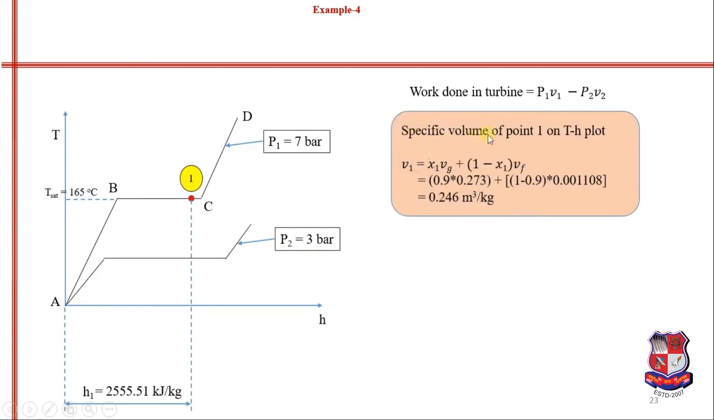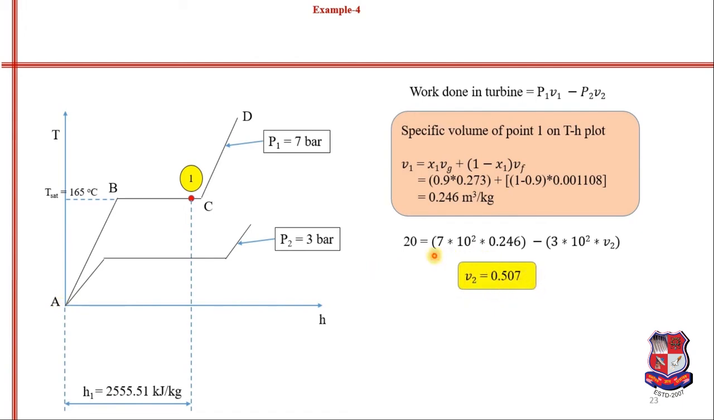So first, the specific volume of point 1 on the TH plot is given as the specific volume of wet steam, V1 is equal to x1 Vg plus 1 minus x1 Vf. x1 is given as 0.9, and Vg and Vf we will use the values corresponding to 7 bar pressure for point number 1. So V1 comes out to be 0.246. Just substitute the values in this equation. So from that we can find out the specific volume is equal to 0.502.